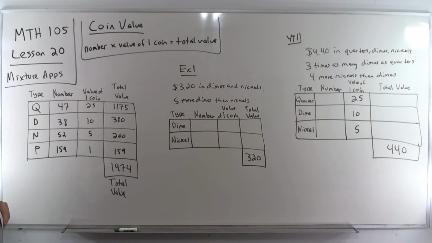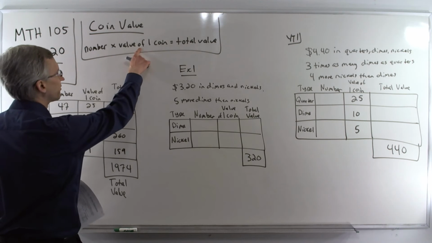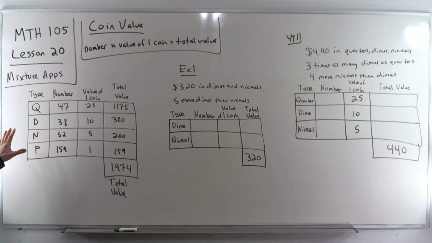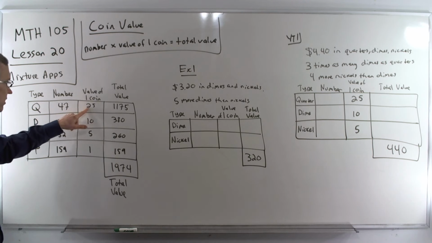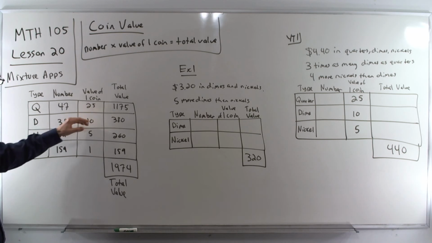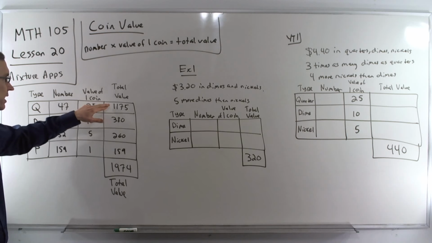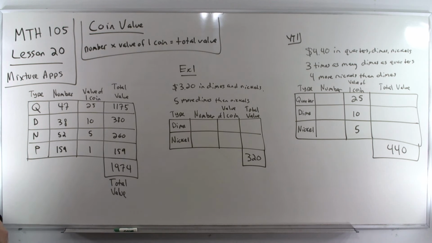And to find the total value of a number of coins, we take the number of coins, multiply by the value of one of those coins, and then we get the total value. This table represents that calculation. We get the number, here's the value. If we multiply these two together, we get the total value. So of the quarters, we got 47 of them. They're worth 25 cents each. Multiply those two numbers together, and the total value of all the quarters is $11.75. You can do the same thing for dimes, nickels, and pennies.